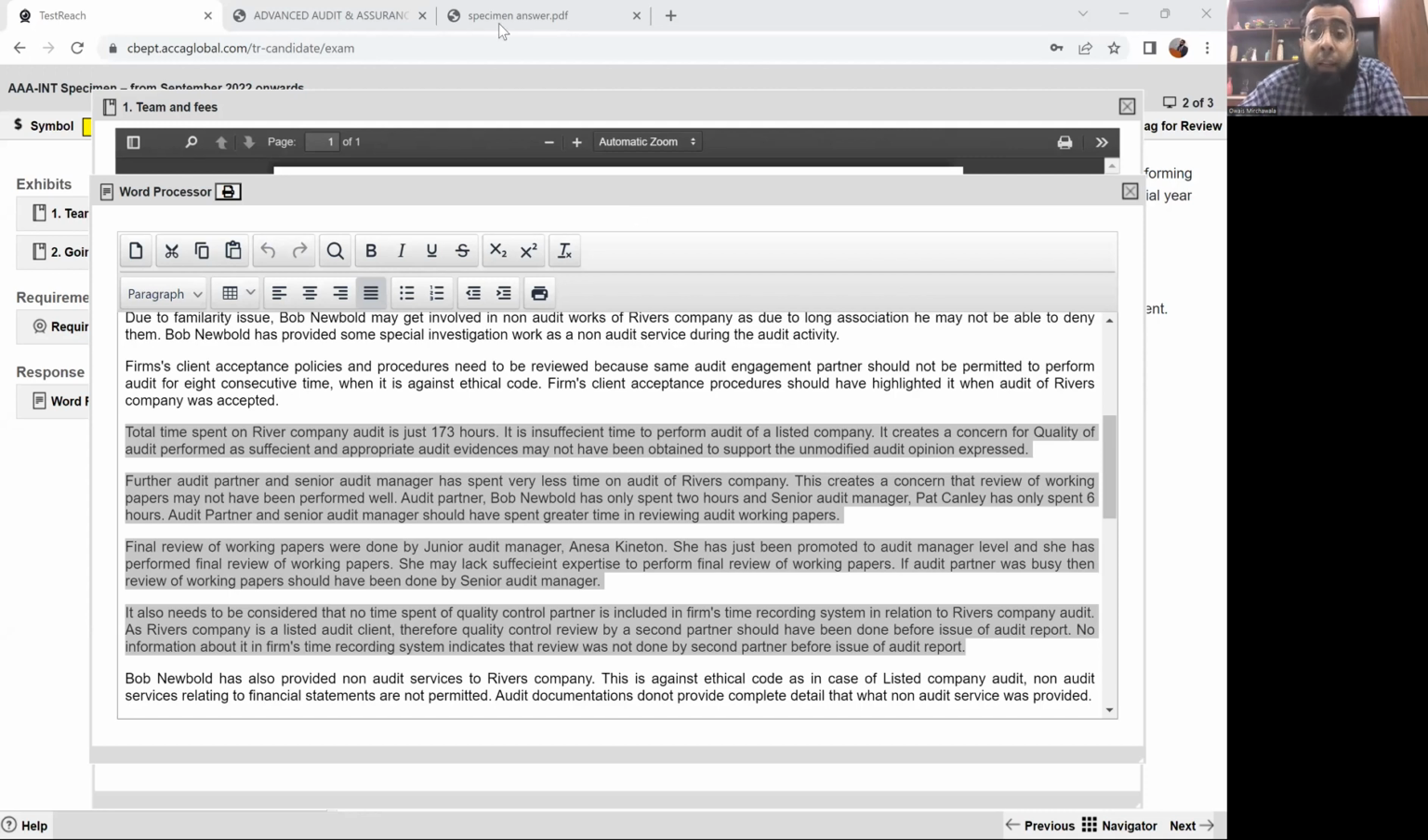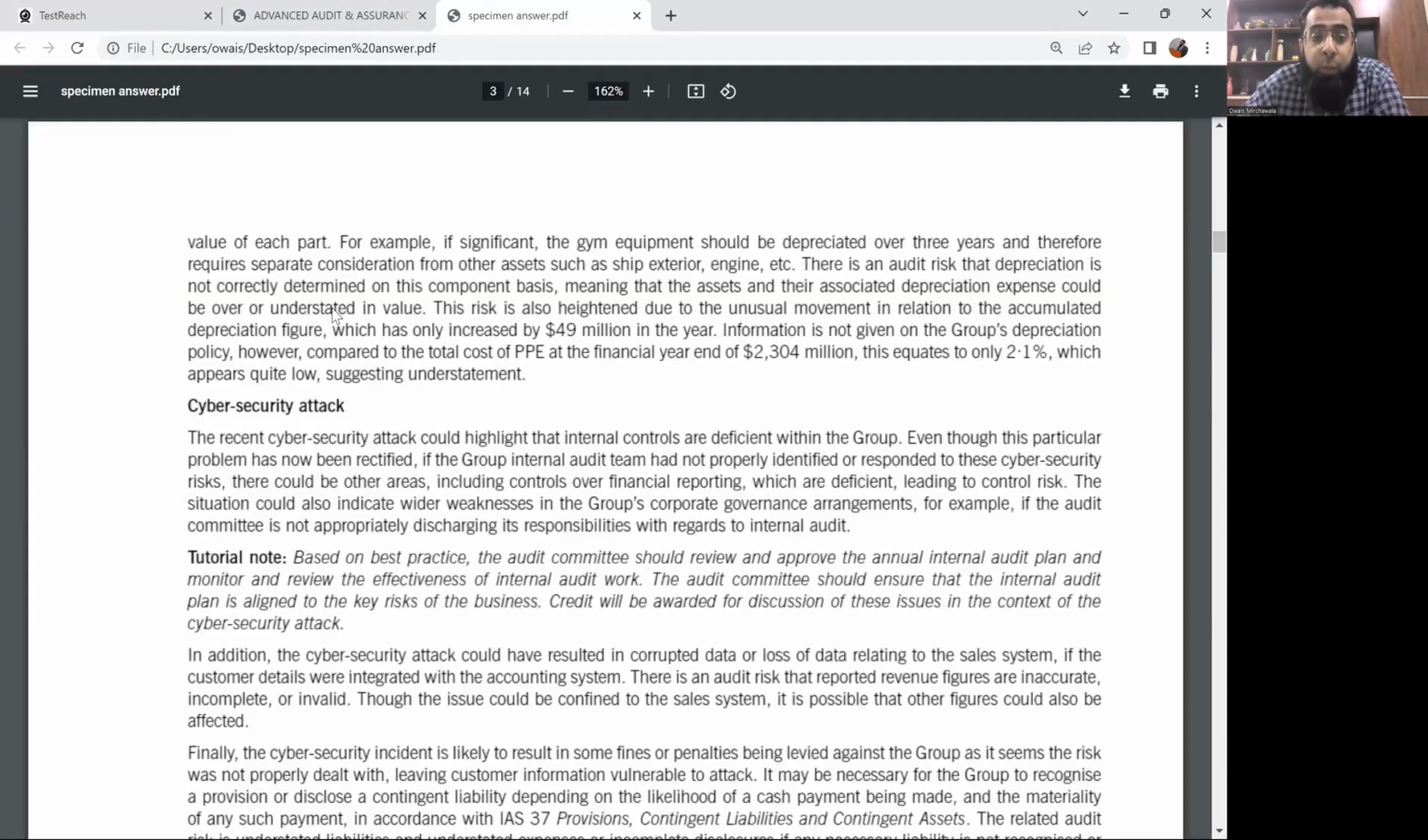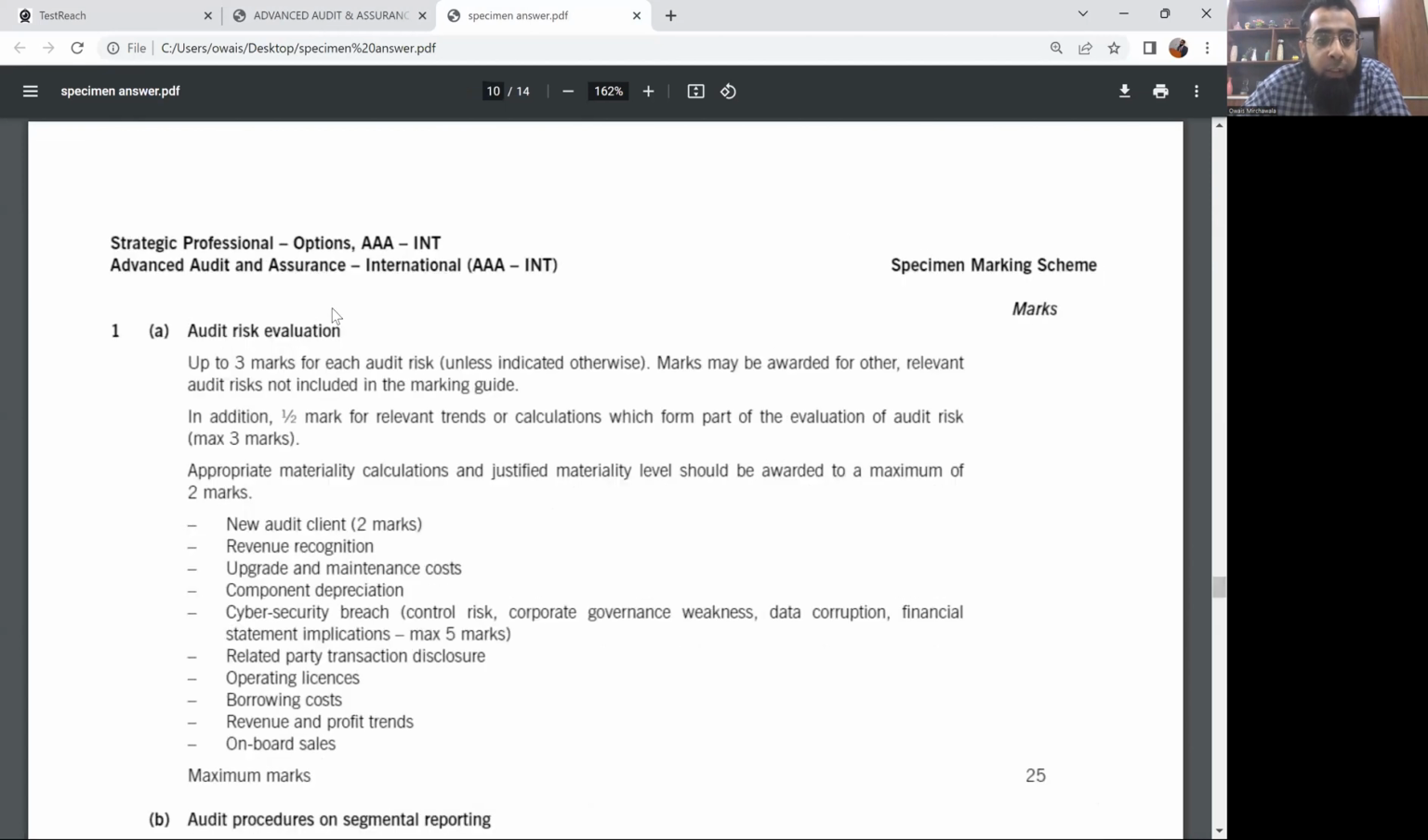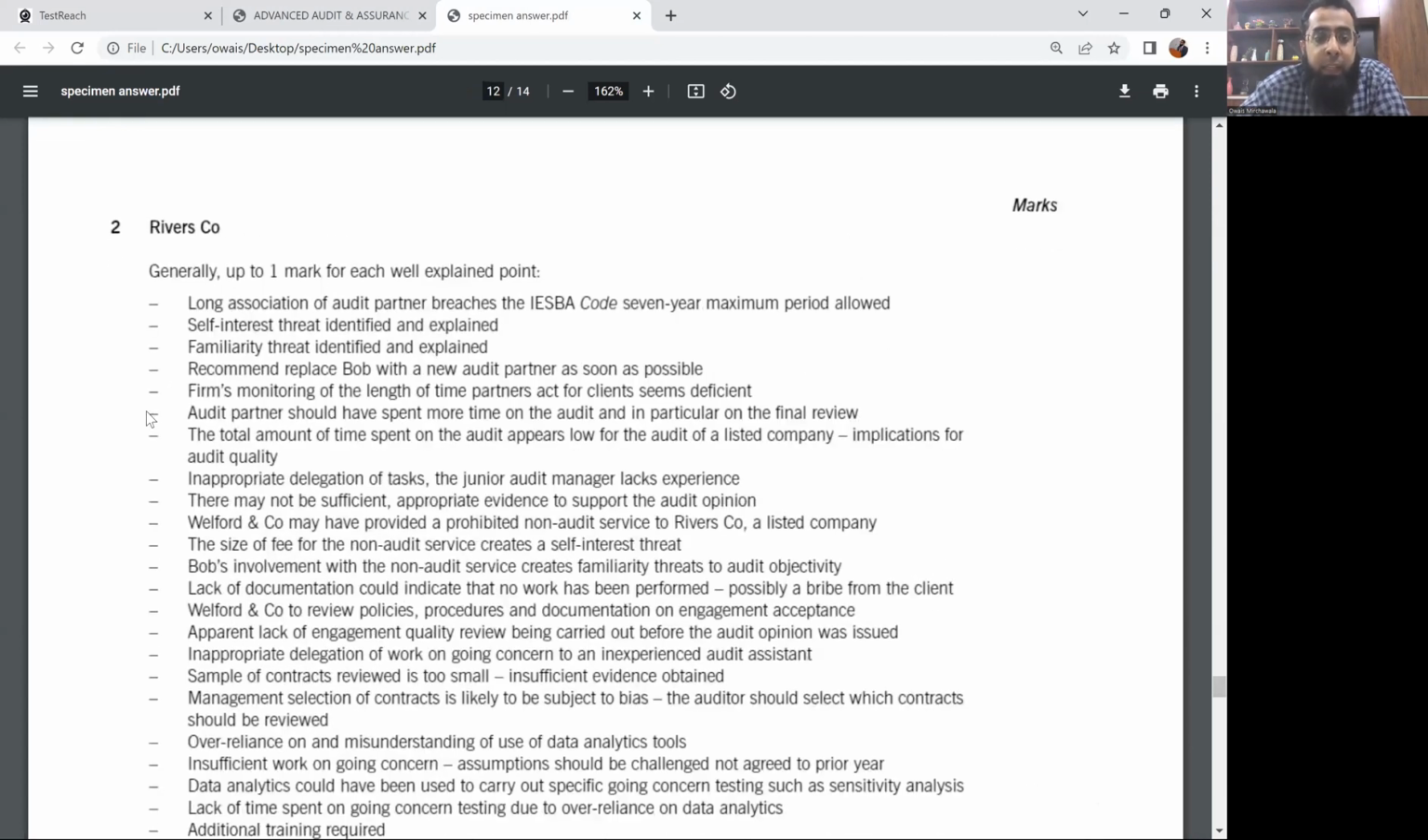okay, now let's look at the marking scheme relating to the paragraphs we have just read. Okay, so now if we go to the marking scheme and refer to the relevant points, we'll start from this bullet because the starting points were relating to the long association of the partner. Now, audit partners should have spent more time on the audit and in particular on the final review. So we also referred to this point in our answer, that the audit partner only spent 2 hours. The total amount of time spent on the audit appears low for the audit of a listed company. Implications for audit quality: that the entire audit was just done in 173 hours.